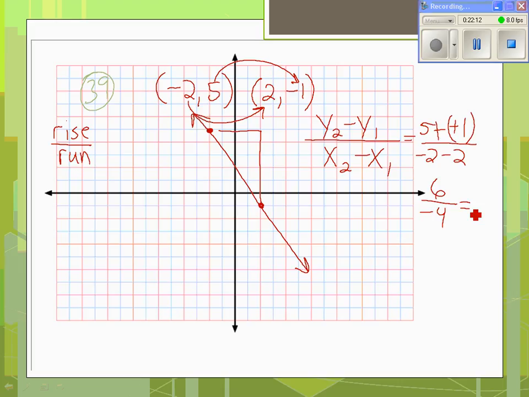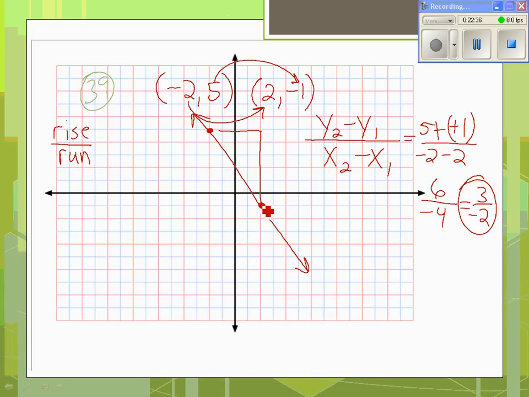Don't grab your calculator because for slope, you don't want a decimal form. You just want to reduce this down. What will go into both 6 and negative 4? 2. 2 will go into 6 3 times. 2 will go into negative 4, negative 2 times. So our slope tells us that we go up 3 and to the left 2 every time. Up 3 to left 2.